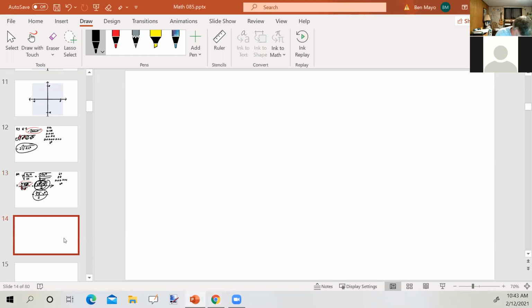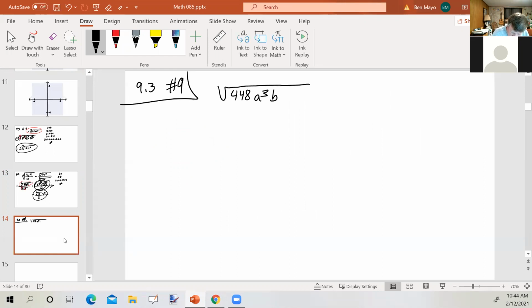Let's see, number 9. Okay, so 9.3, number 9. It says, simplify the radical expression. All variables represent positive real numbers. And we have the square root of 448 a cubed b to the 5th.